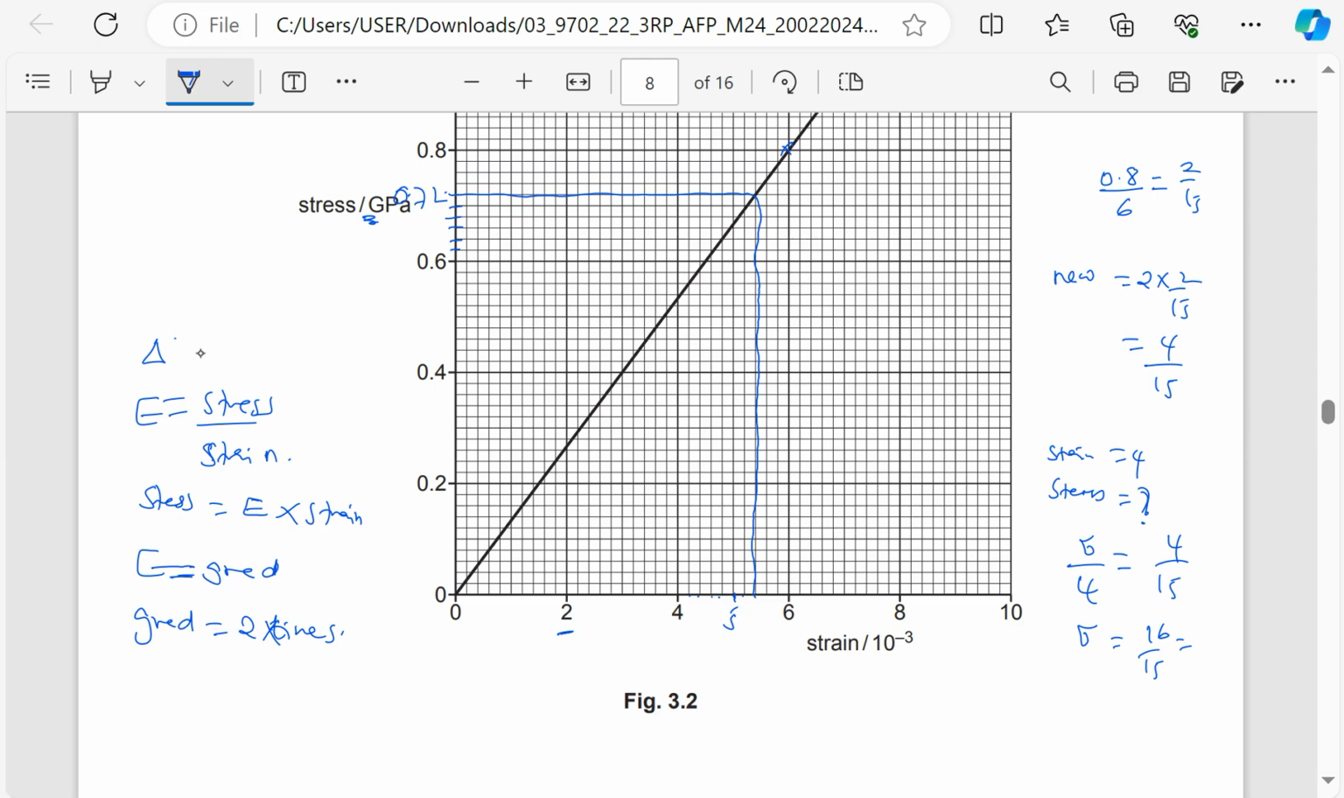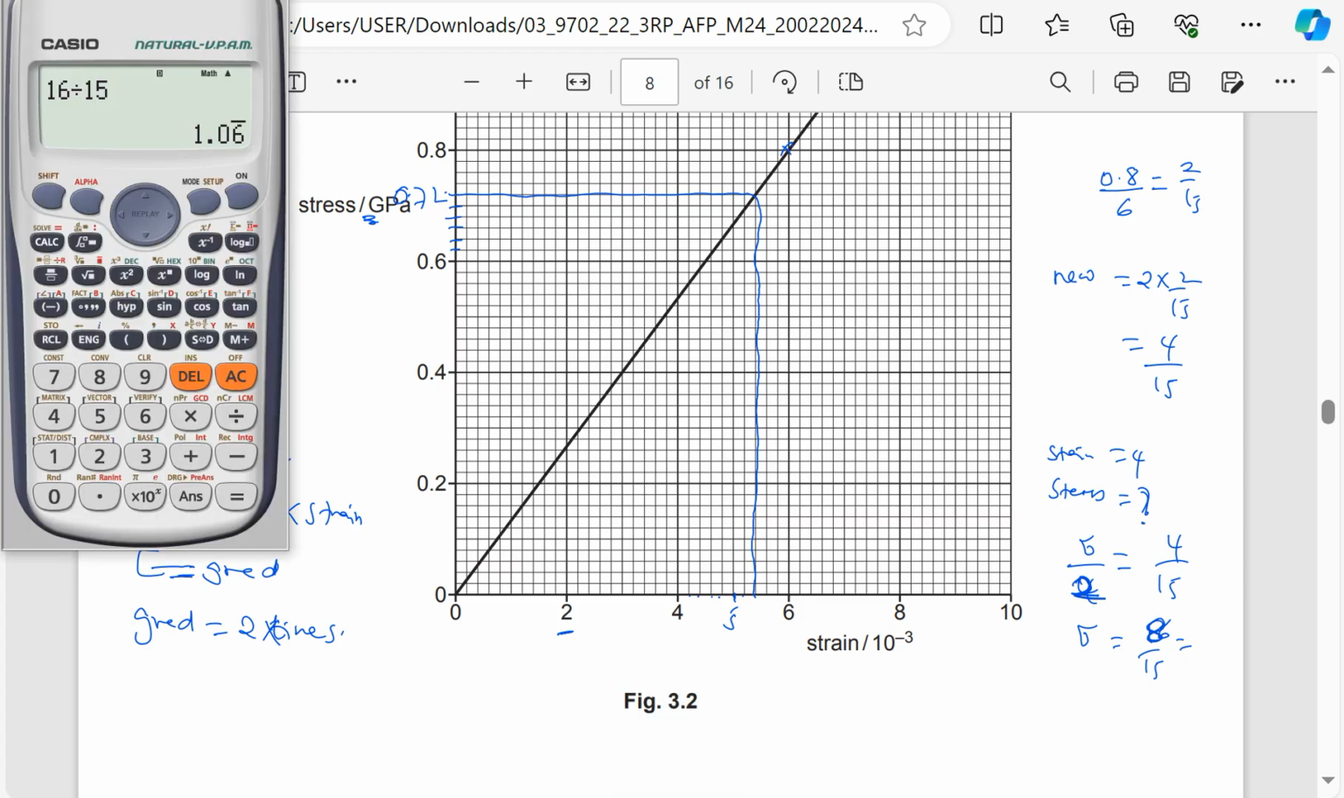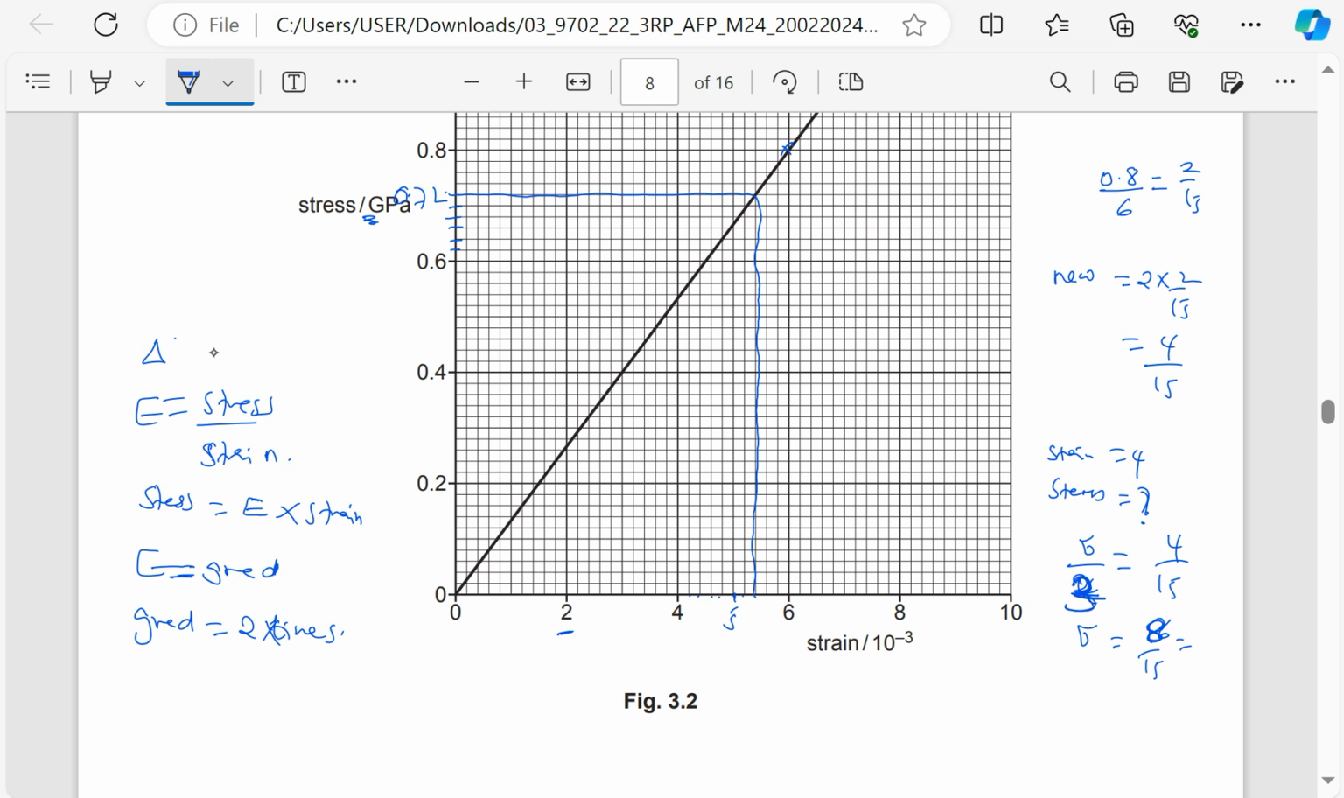If the strain is 2, this will be 2 times 4, which is 8. So I'm going to check 8 divided by 15, 0.53. Let me check 3. I want a point which is easy to use. If it is 3, this will be 12.